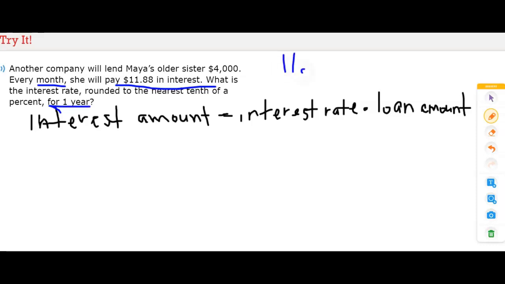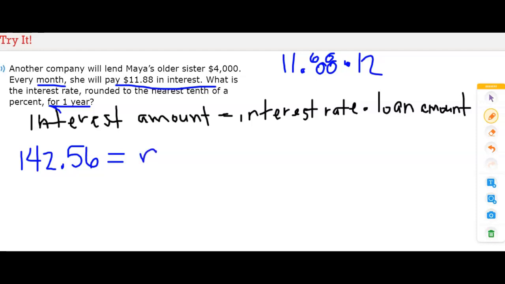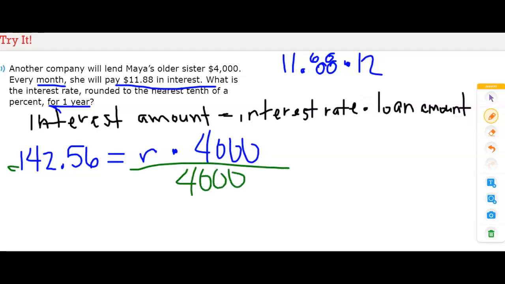So we're going to take the $11.88 and multiply that by 12. And that will equal $142.56. And so that's the interest amount for a year. The interest rate, we don't know what that is. And the loan amount is $4,000.